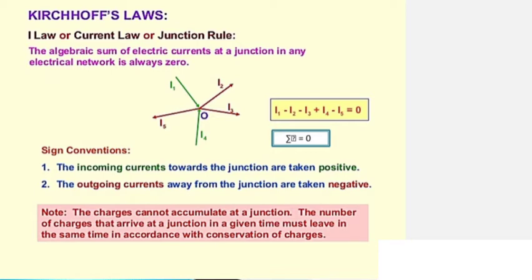In this diagram we can see the different directions of the currents, that is I1, I2 and I5 go away from the junction and I3 and I4 towards the junction. So the summation of current is always equal to 0 here.